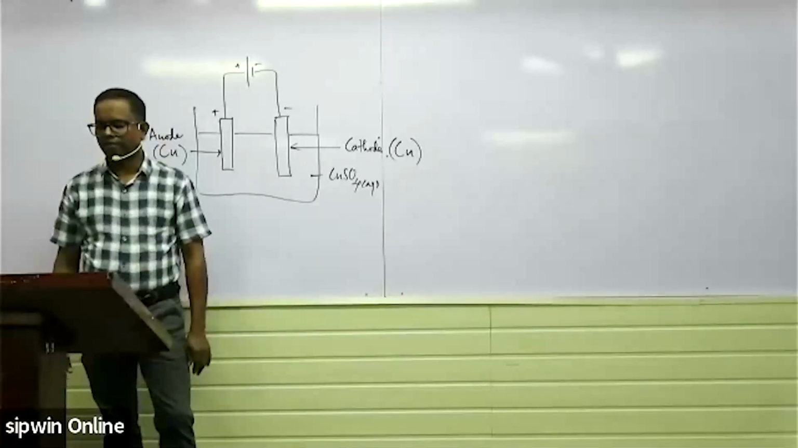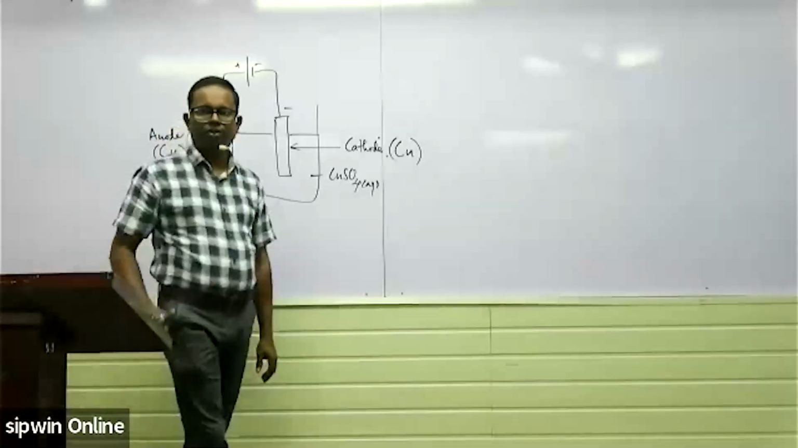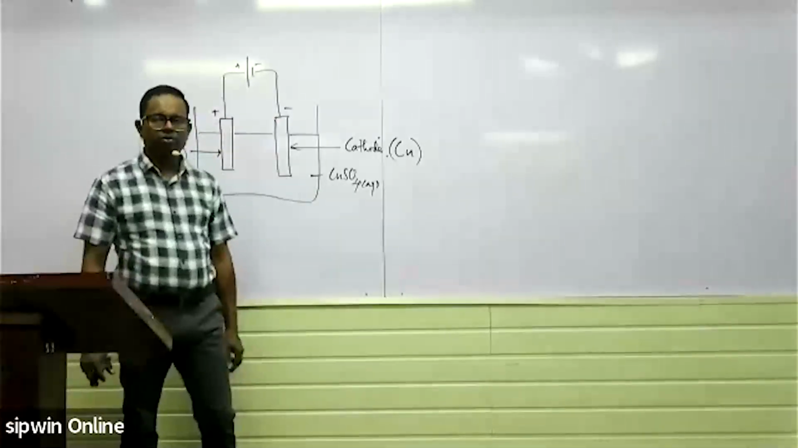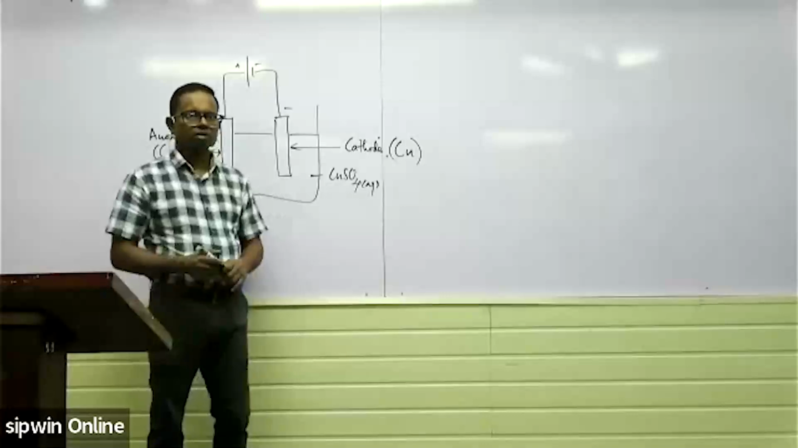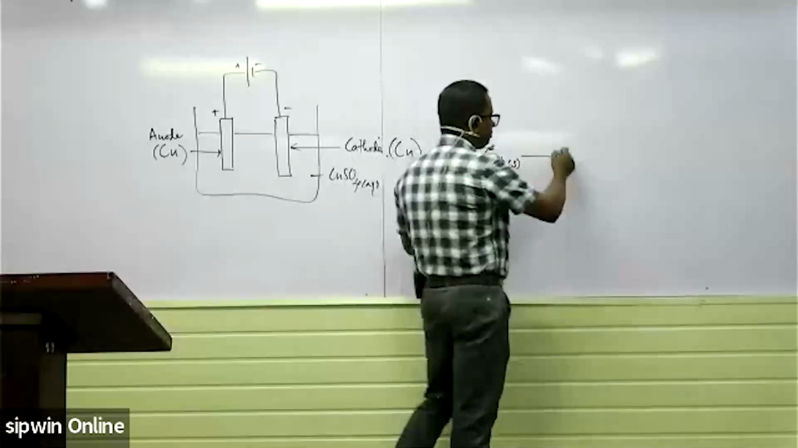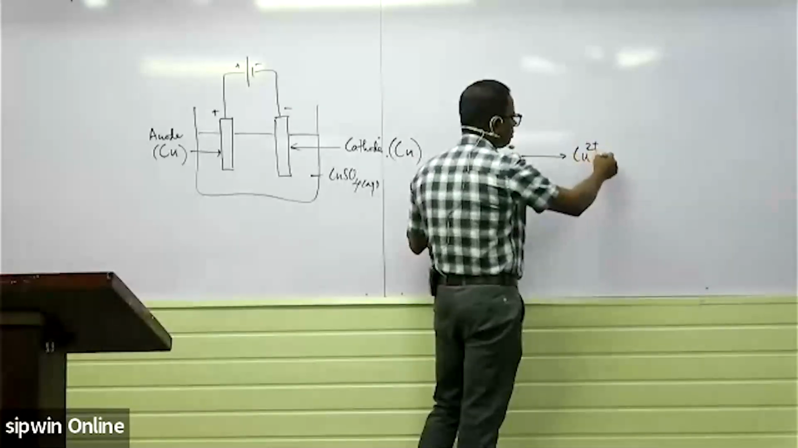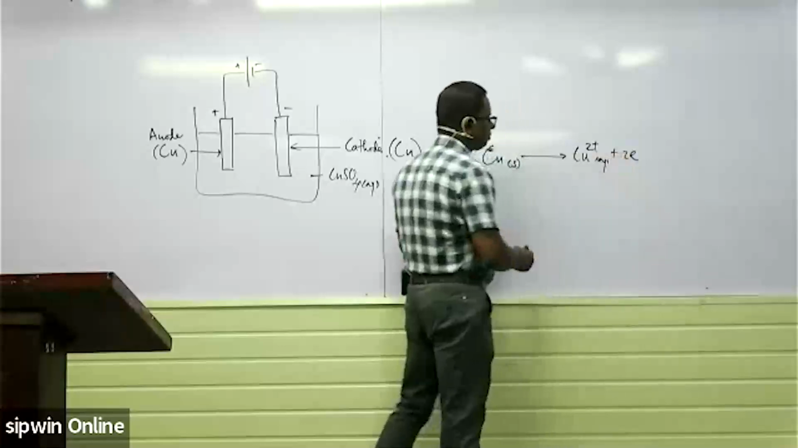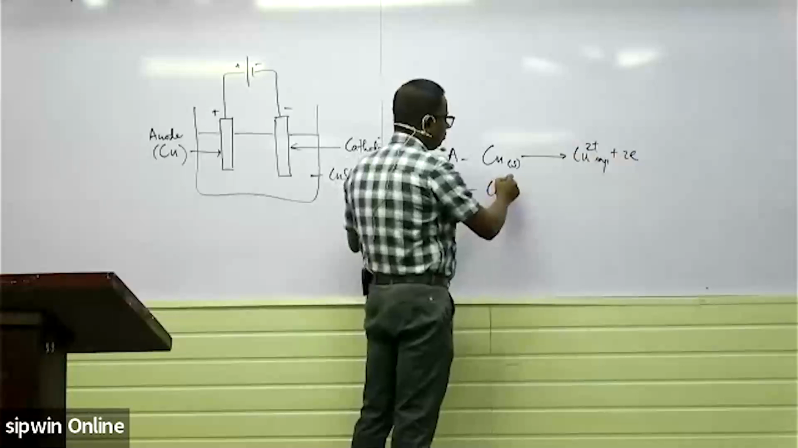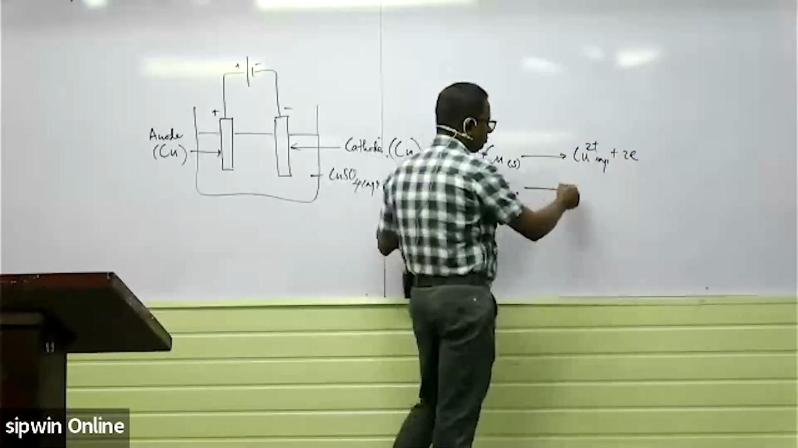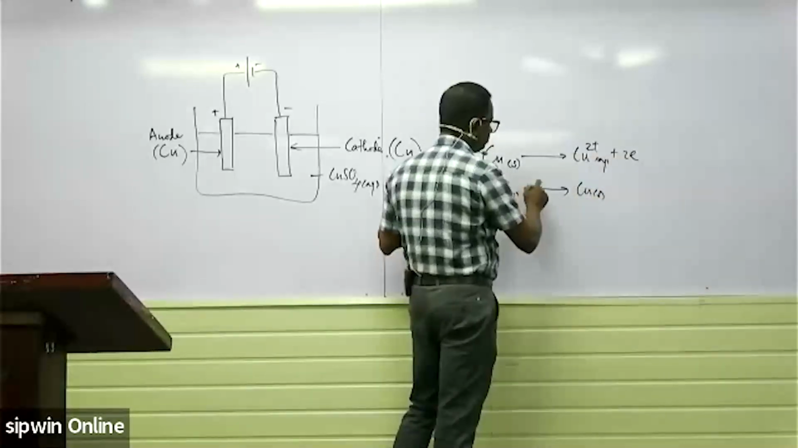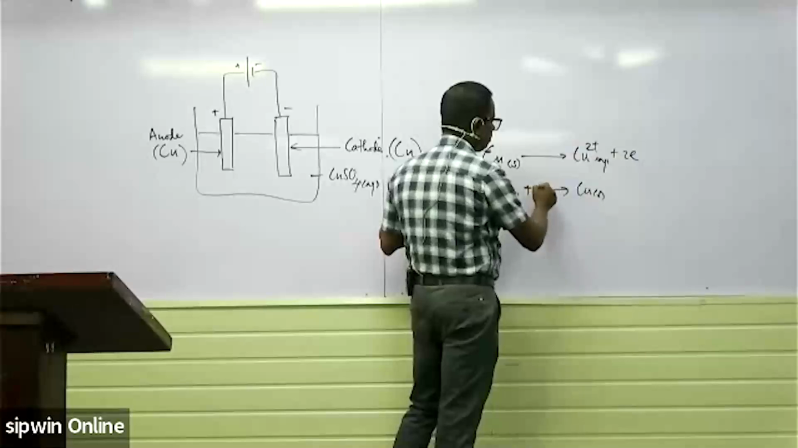Anode: copper solid into copper 2 plus plus 2 electrons. Cathode: copper 2 plus takes 2 electrons to form copper solid. Write copper on both sides. Copper solid, copper 2 plus, 2 electrons.